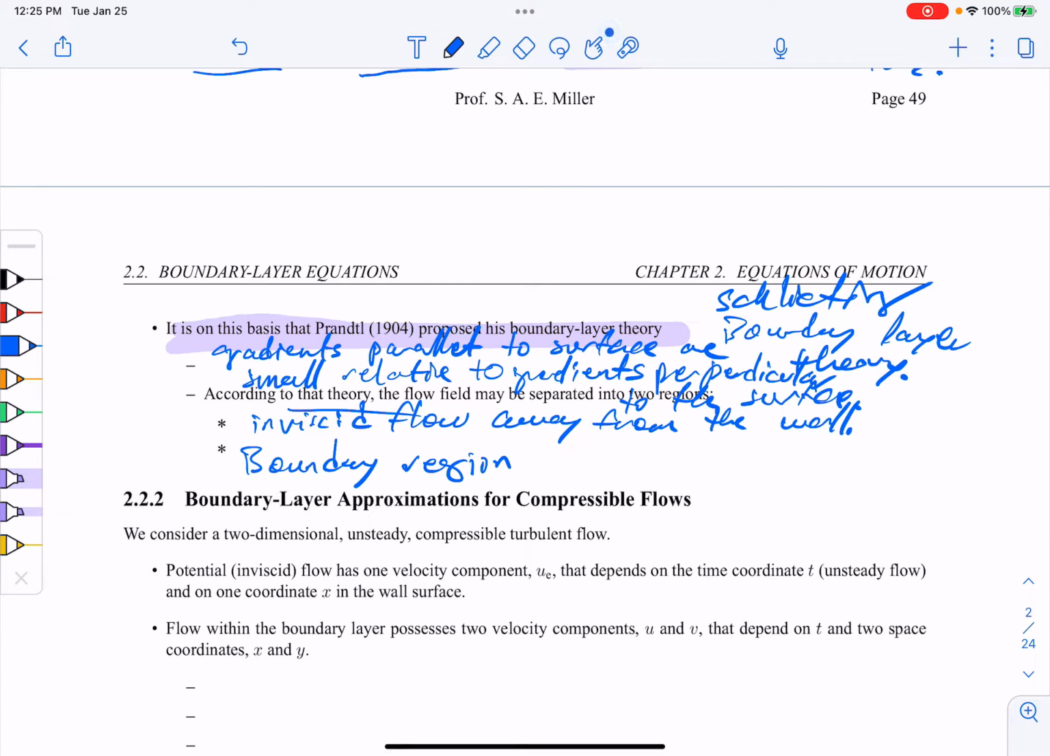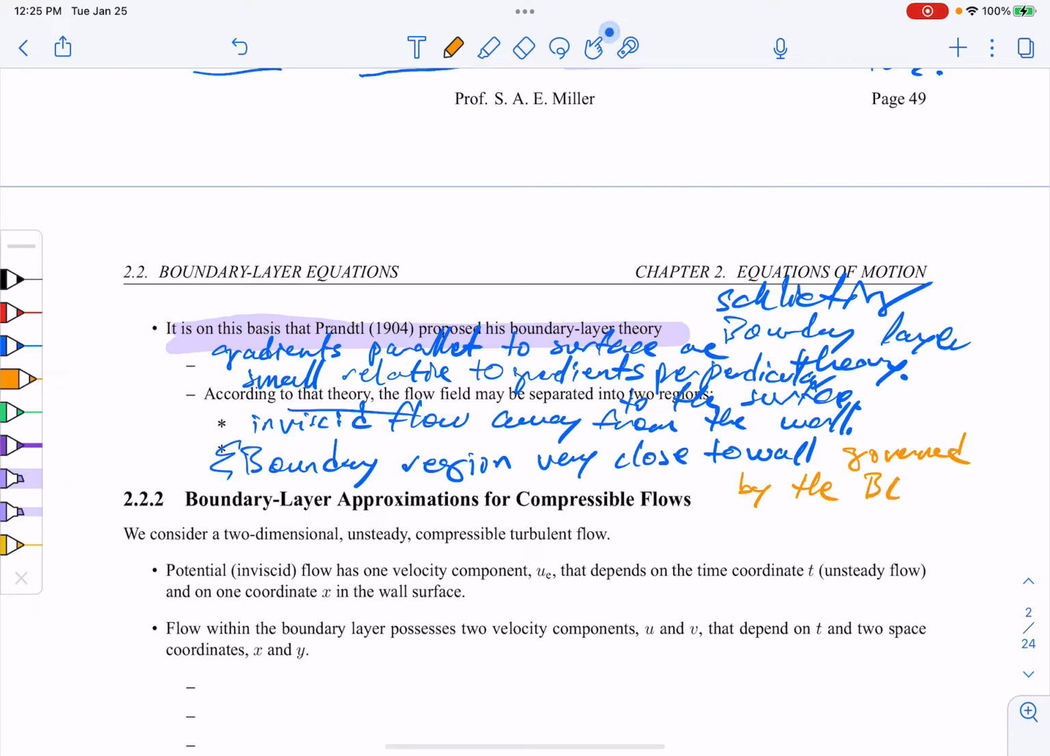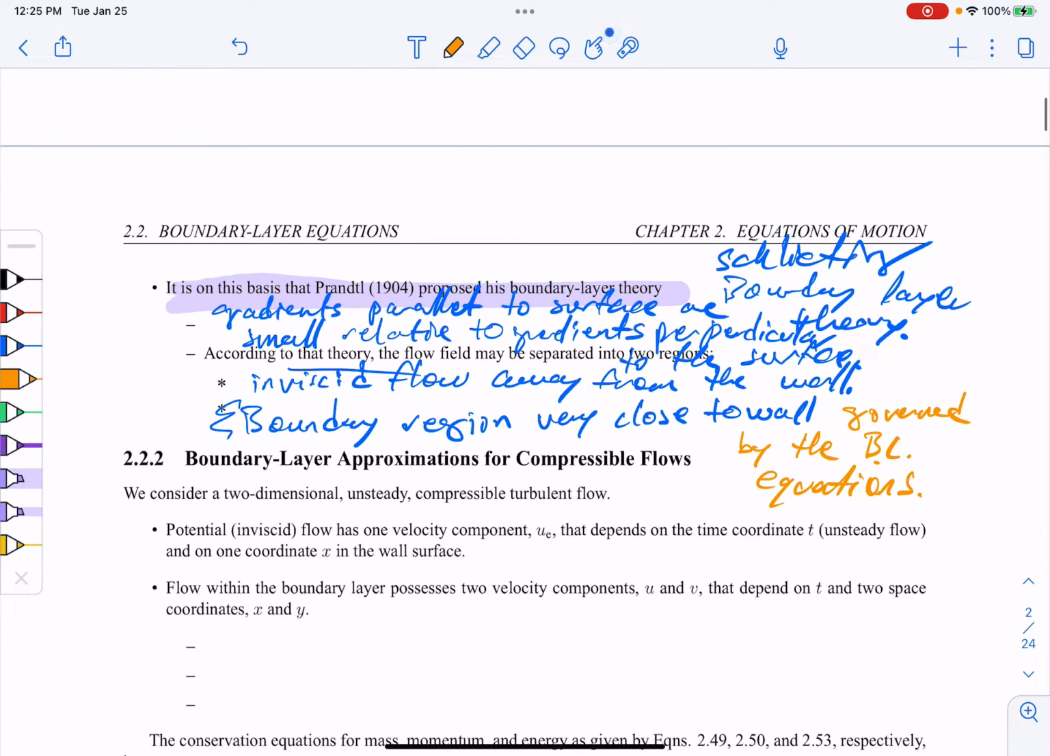Very close to the wall, this boundary region would be governed by the boundary layer, which I'll just write BL equations. All right. So he tried to divide the problem. It's the same set of equations.